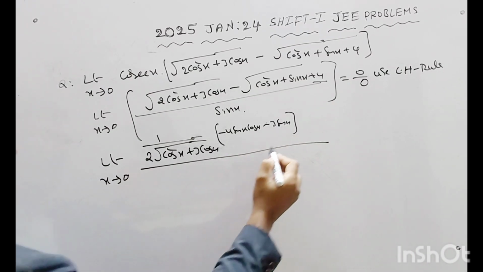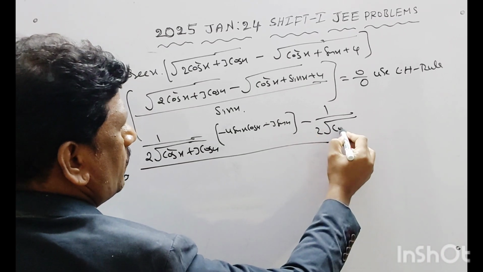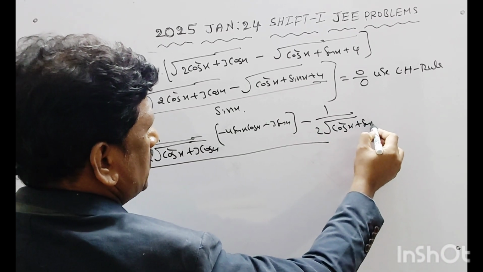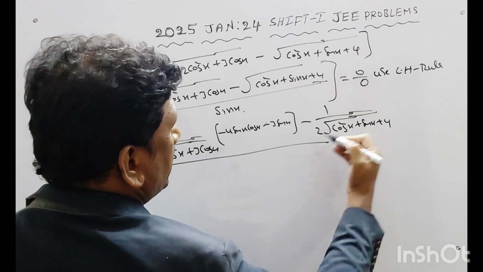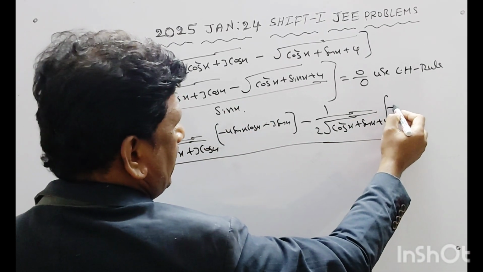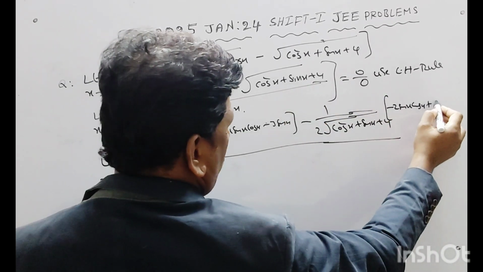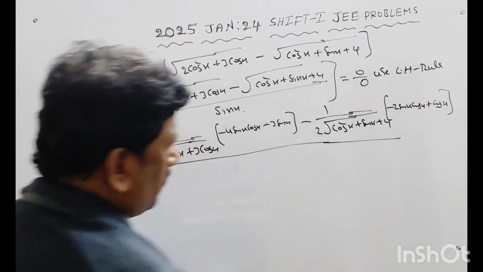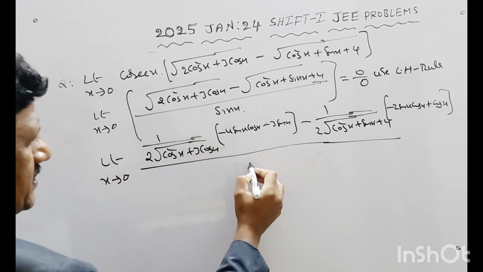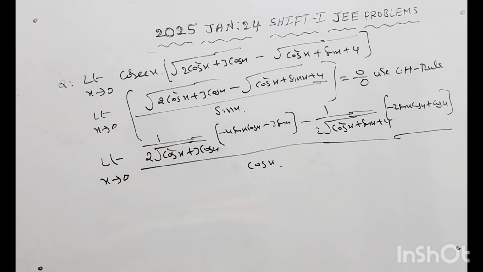Close the bracket. Minus, the derivative of this part is 1 by 2 into root of cos square x plus sin x plus 4. Again the derivative of the function under the root. So the derivative of cos square x is minus 2 sin x cos x, plus the derivative of sin x is cos x. The derivative of 4 is 0, by the derivative of sin x, which is cos x. So the first term derivative is completed separately for the numerator and the denominator. Then substitute the given x value 0.